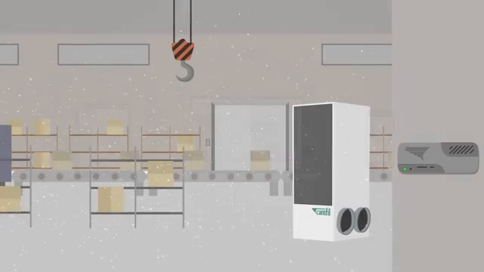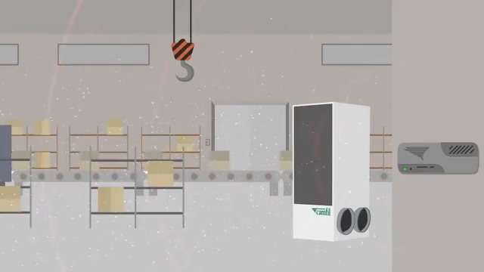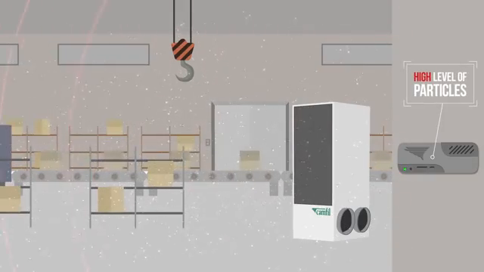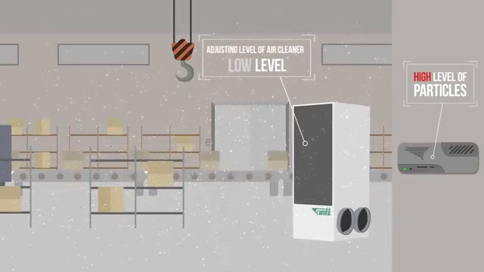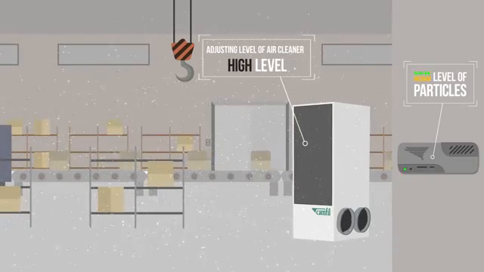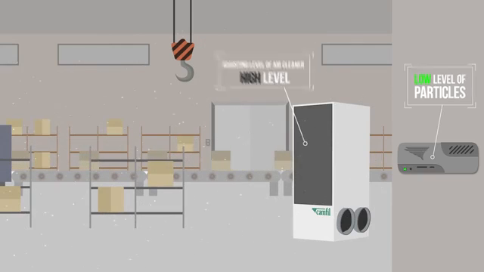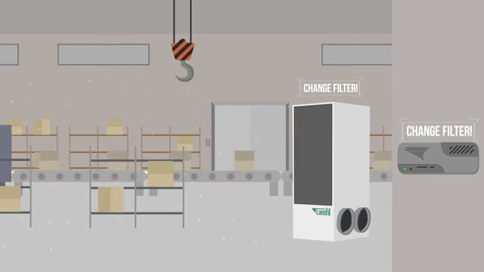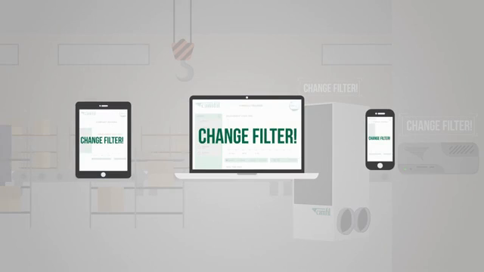The sensor also reduces your energy consumption by continuously adjusting the operating level of your air cleaners based on the concentration of particles and gases in your indoor air. And it even alerts you when you need a filter change, ensuring that your air cleaners always operate on an optimum level.